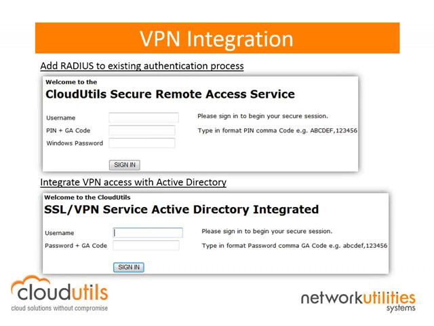So typically with the SSL VPN connection, your users will log in with their username and password. Now, if you want to integrate Radius with this, you can have an additional authentication section, the one in the middle there, where we've got PIN plus GA code. Now the GA code is a Google Authenticator code, and Google Authenticator actually comes as standard, a two-factor authentication platform as standard with our Cloudutils Secure Radius service.